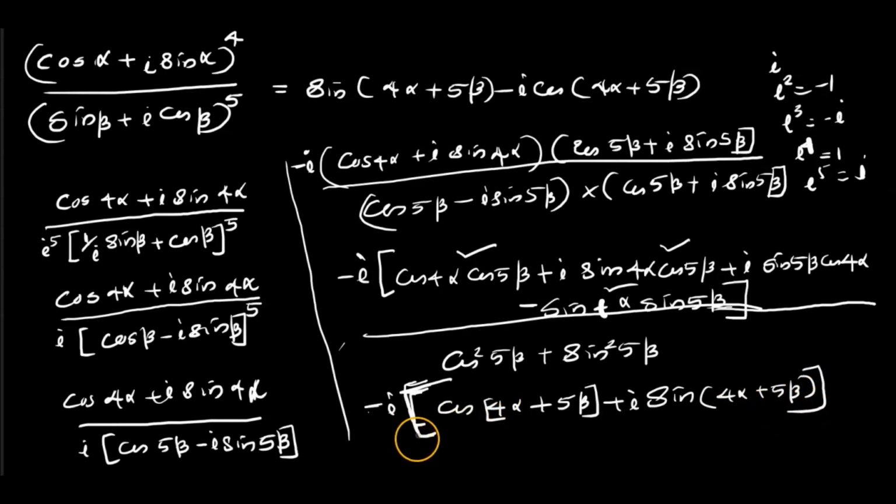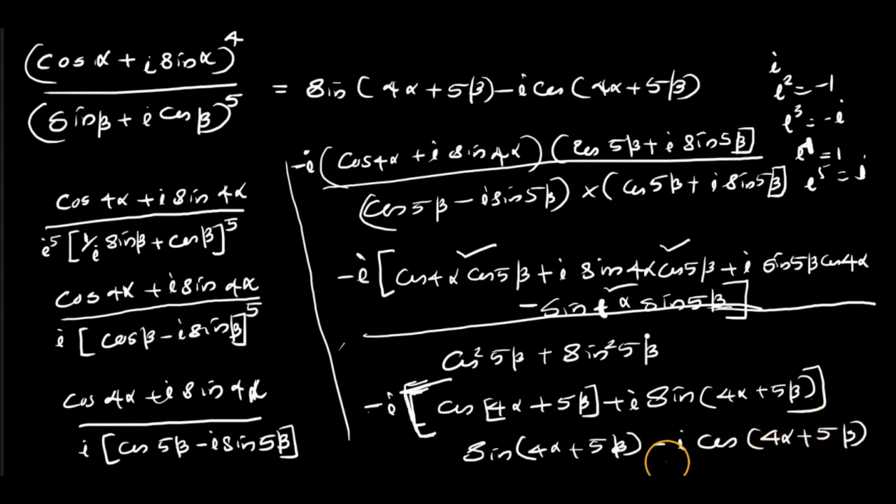And the denominator is 1. So here we get this is sin 4 alpha plus 5 beta, and minus i cos 4 alpha plus 5 beta. So we get the result. This is the answer, hence the proof.